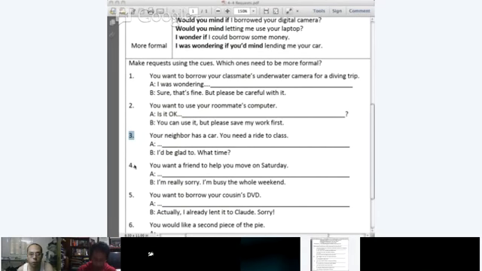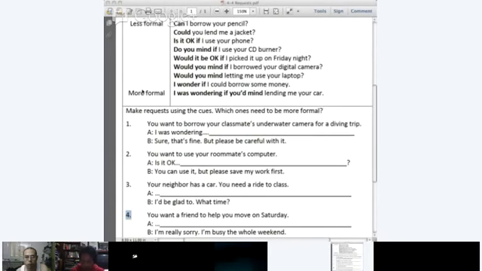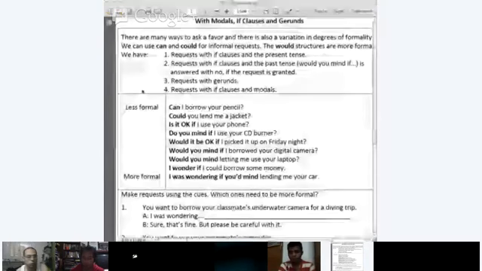All right, number 4. You want a friend to help you move on Saturday. So you're asking your friend to help you move your boxes, to help you move your stuff on Saturday. How can you ask your friend? Is it okay? You could use is it okay? I would be a little bit more formal here because it's a pretty big favor to ask of someone. So what do you think?